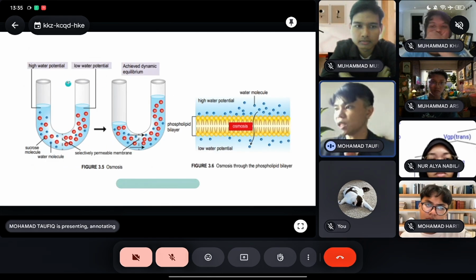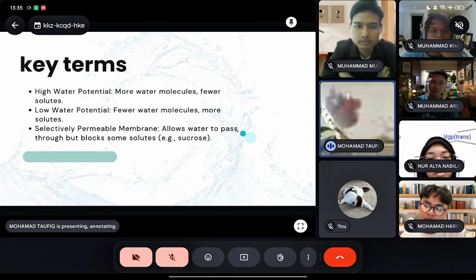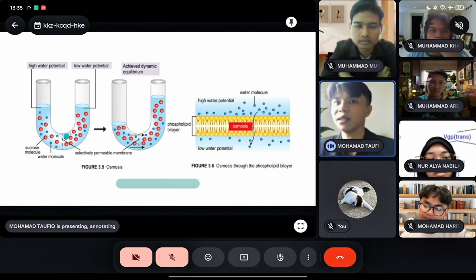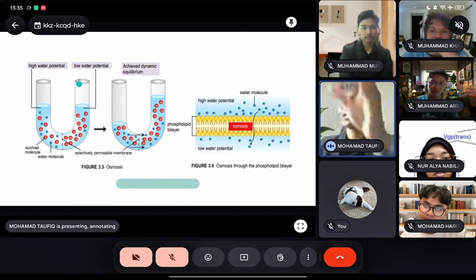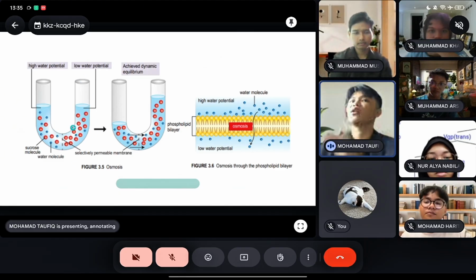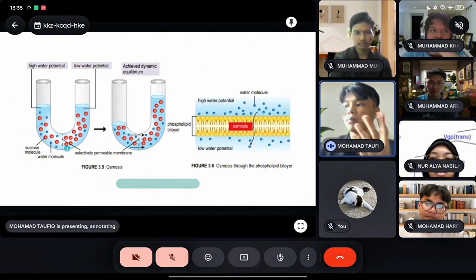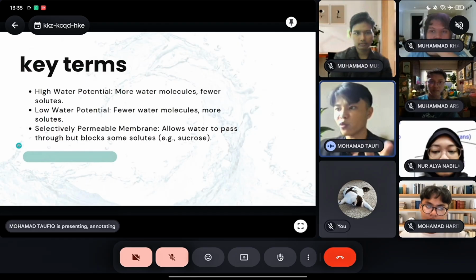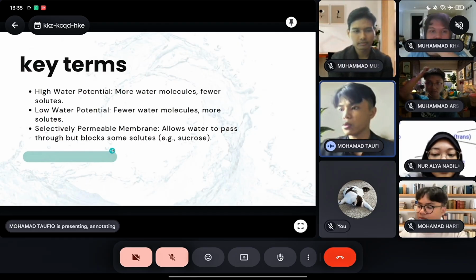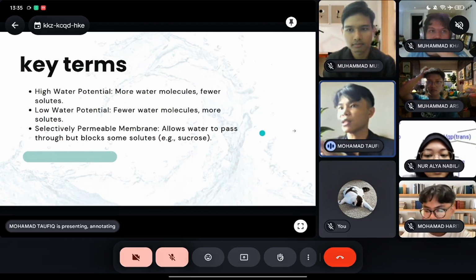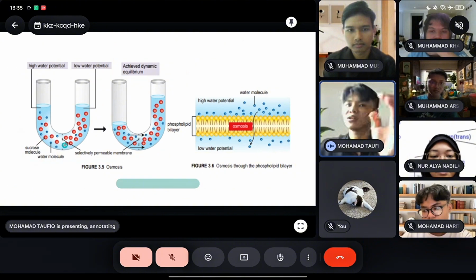In low water potential, the water molecules are fewer, but there are more solids. Hence, the low water potential. And this is the selectively permeable membrane. Like I said before, it is selective, which allows water to pass through, but it blocks some solids. For example, in this example it is sucrose.